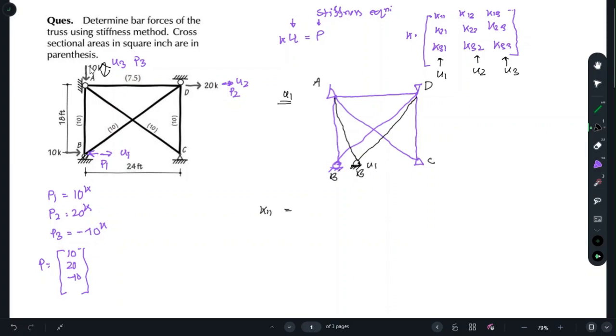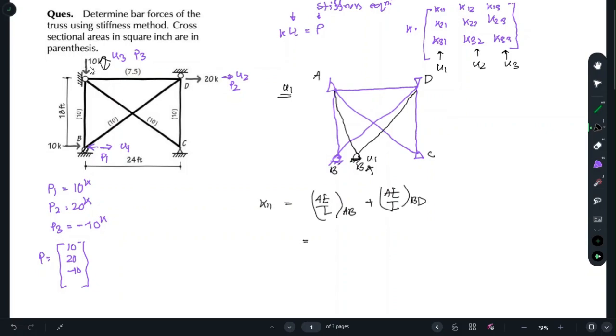For K11, it is a stiffness at the DOF U1. So we'll find out K11 from here. For K11, the frames that are responsible are AB and BD. So we'll have AE over L of AB and AE over L of BD, because these are the frames responsible right over here.